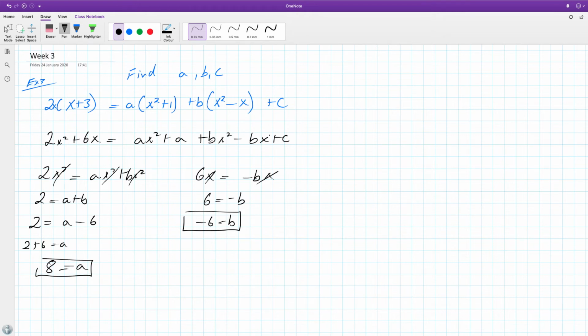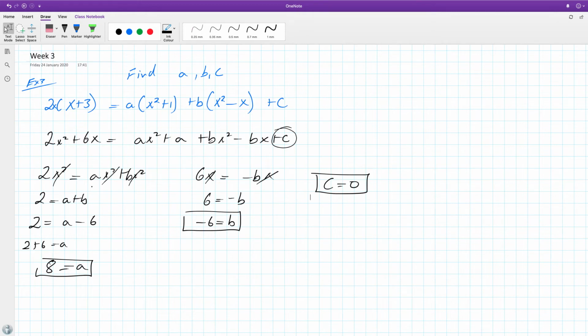And we can also say c is over here. What's c going to be equal to? Anyone know what c is going to be equal to? Is there any constants left over here on the left? 0. c is equal to 0. Don't forget that. Very important. There's no constant left over on the left, so c must be equal to 0.